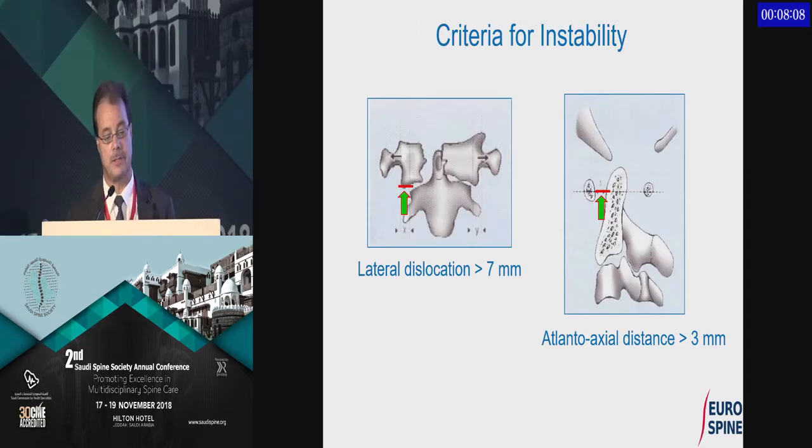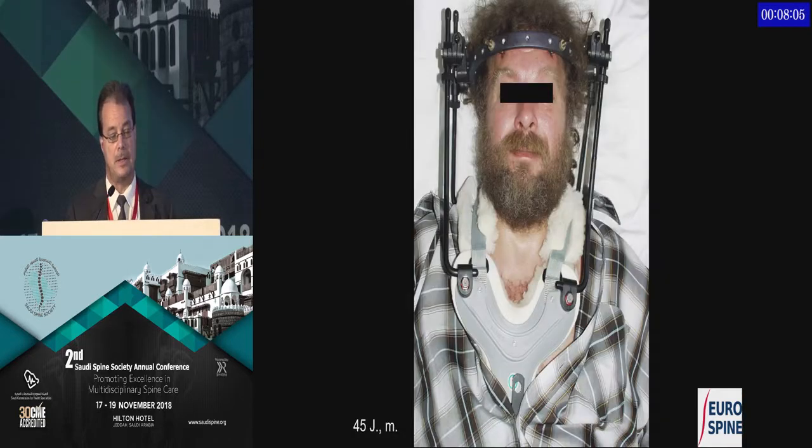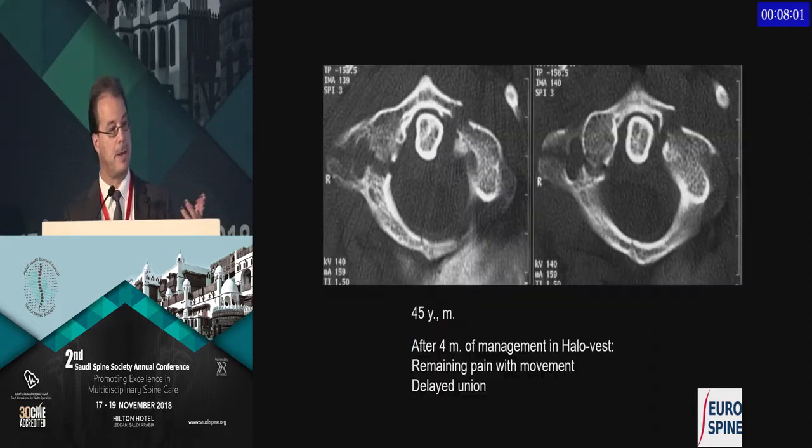Fractures of the atlas. There are some criteria for instability, you know this. And this is a patient that was initially treated conservatively. This patient had his halo vest for 4 months. And after those 4 months, this is the situation in the CAT scan. So this is obviously delayed union.